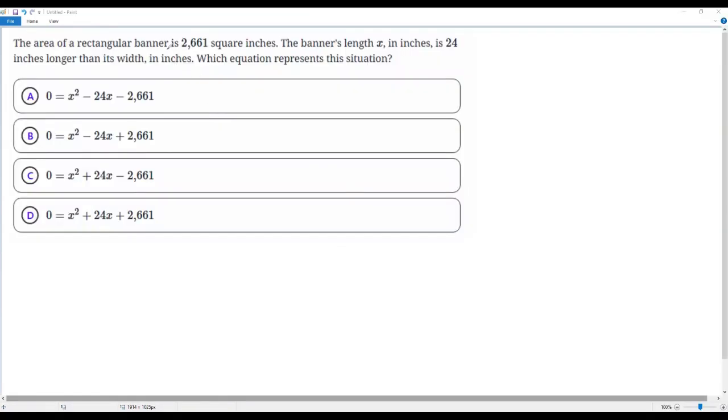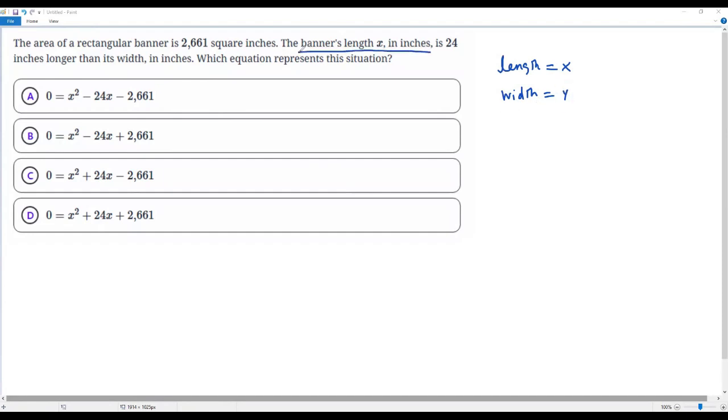The area of a rectangular banner is 2661 square inches. The banner's length x in inches is 24 inches longer than its width in inches. Which equation represents this situation? Okay, let me write the length. According to the given information, x represents the length of the banner. And let me write width. Let's assume y represents the width of the banner.